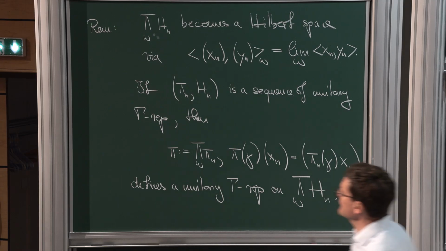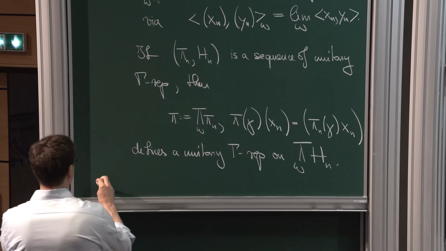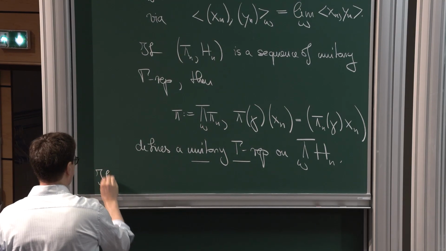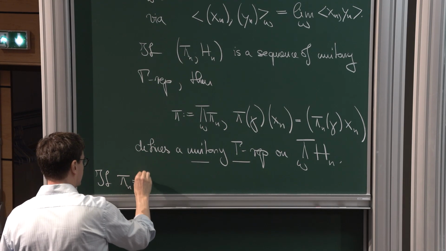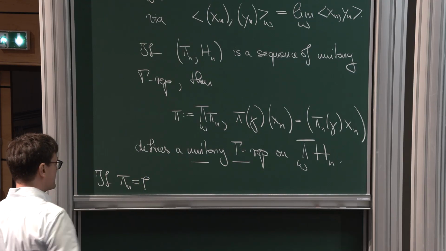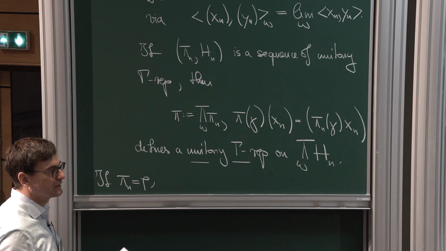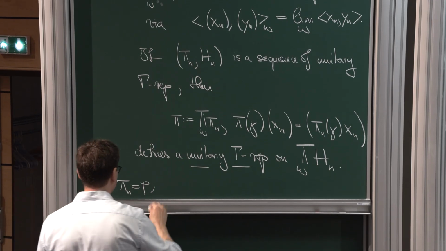Right, and then finally, if all these representations are just the same, so if pi n is just one representation rho, then we don't call it the ultraproduct, I will call it the ultra power of this unitary representation.